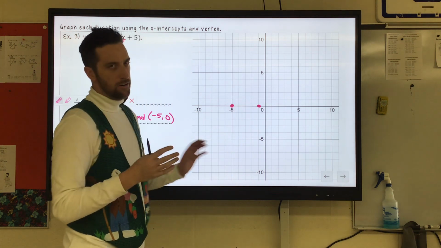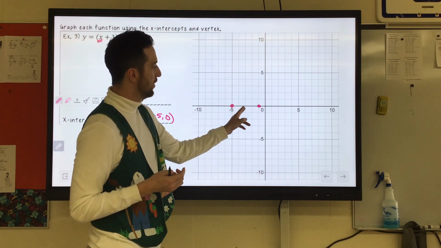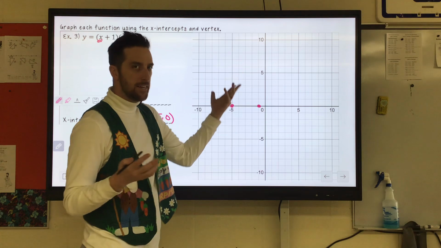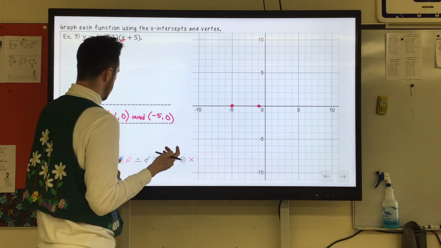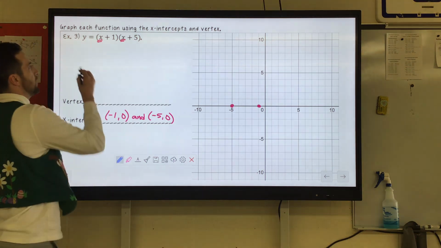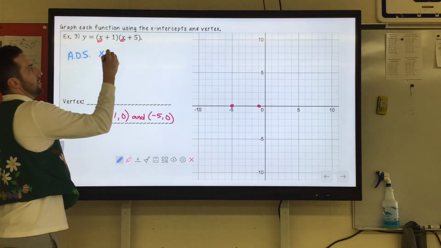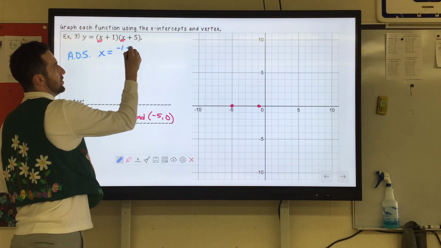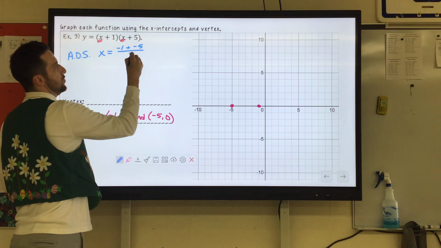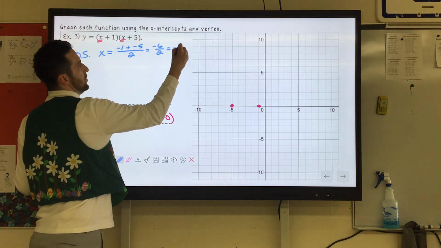Now you can figure out with your brain, because you're super smart, what's in the middle of negative 1 and negative 5 would be negative 3. That is what it's going to work out to be, but it's not always super easy to see that. So again, you can figure out your axis of symmetry. You just say x equals, you add up the two zeros, negative 1 plus negative 5, and divide it by 2. This will give us negative 6 over 2, which is negative 3.